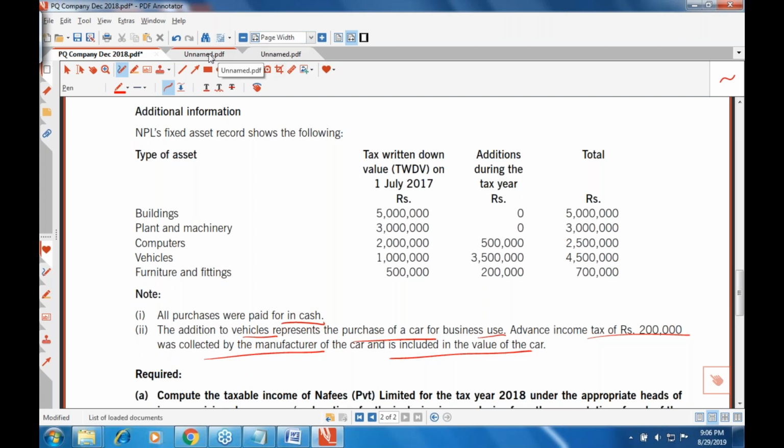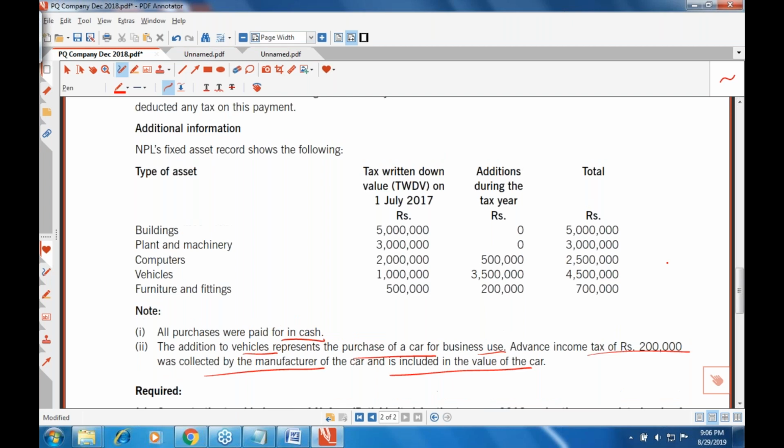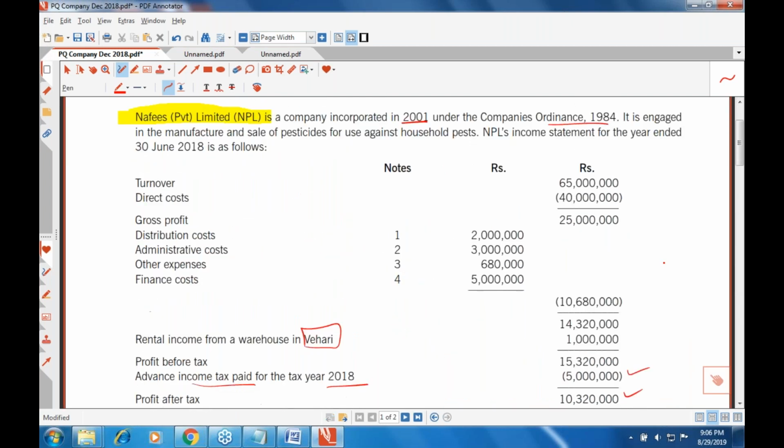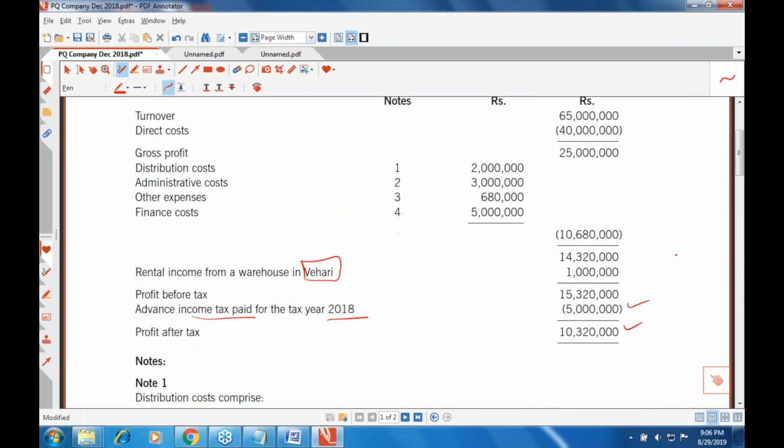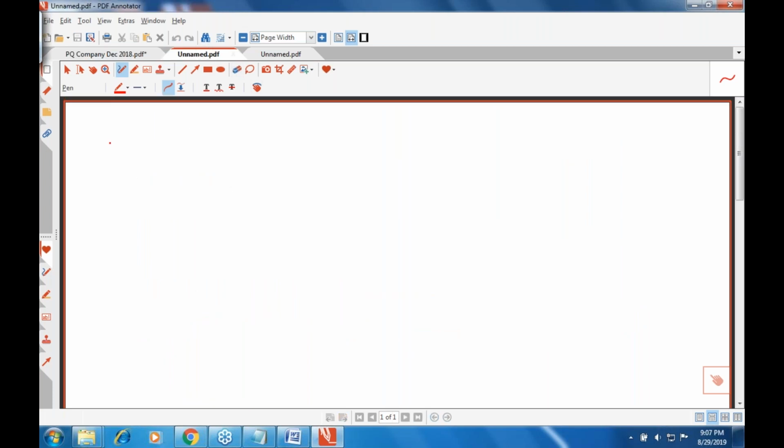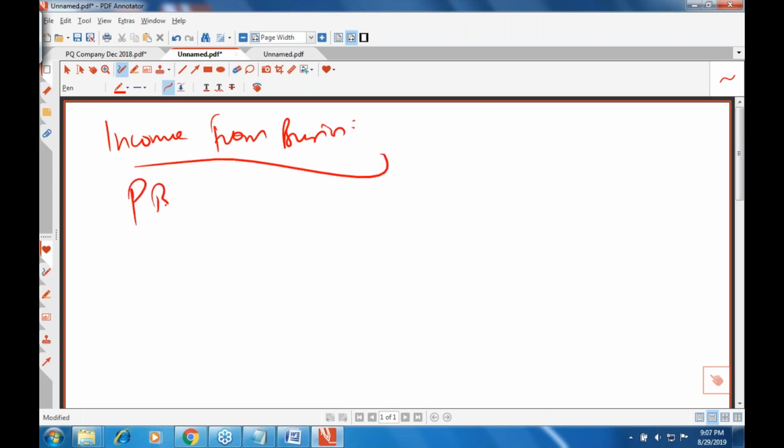Now let's try to establish how the taxable income is going to be calculated. The first of them is the profit after tax and then the profit before tax. So if I talk about the income from business, what is it going to be? You'll have the profit before tax. The amount of the profit before tax for the income is 15.32 million. That is what the profit before tax is.